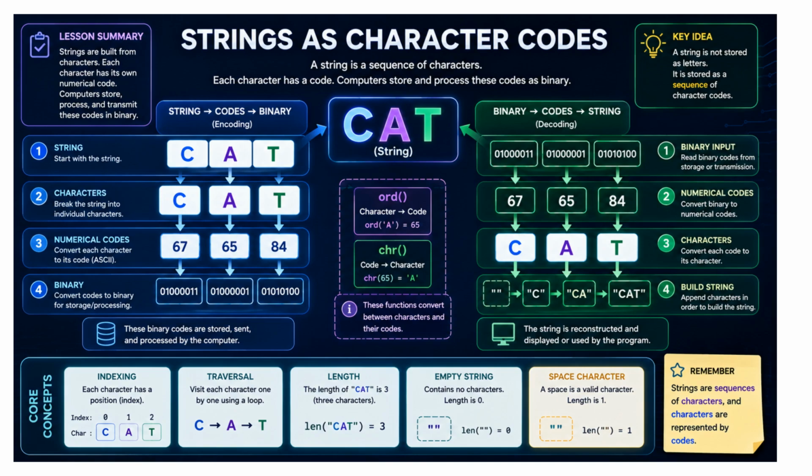We can also traverse a string, visiting each character, one at a time. Remember that indexing usually begins at 0. An empty string contains no characters, so its length is 0. But a space is a real character, so a string containing one space has a length of 1. And finally, we can build strings by appending characters one at a time. The key idea to remember is, a string is a sequence of characters. Each character is represented by a code, and inside the computer, those codes are ultimately represented in binary.